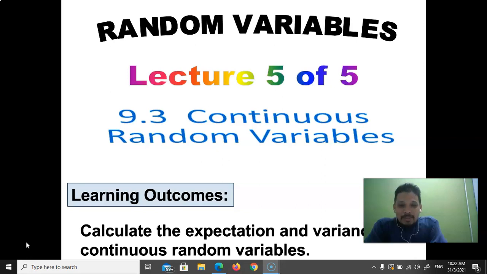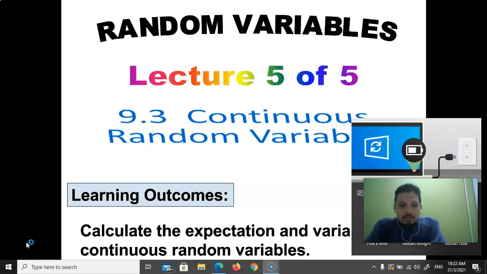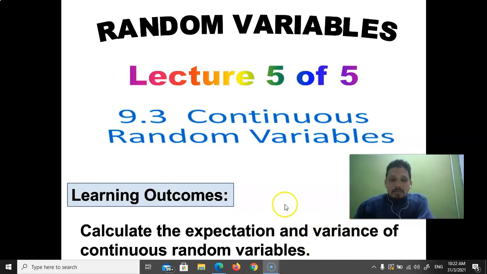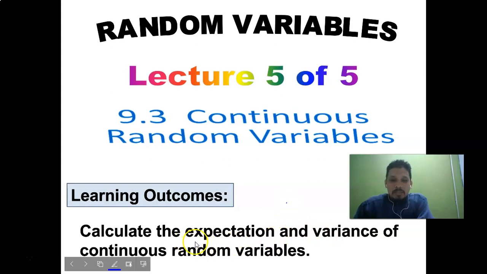Okay, so today we are going to discuss the last final part of lecture 5 of 5, part 5 for 9.3 continuous random variable. For this time, we're going to look at two important things for this subtopic, which is the expectation and variance of the continuous random variable.